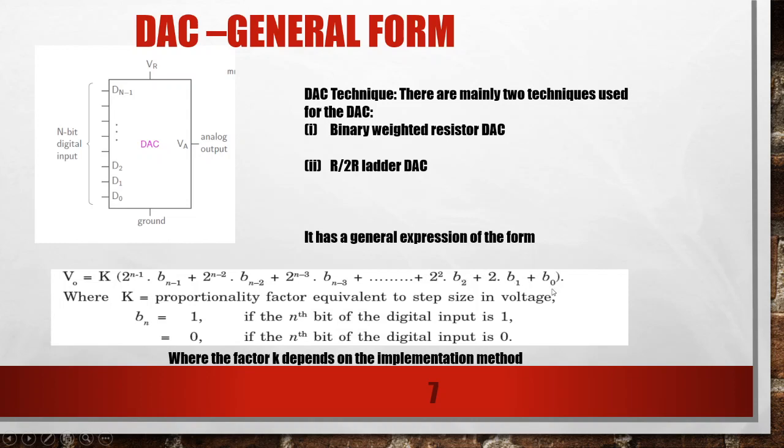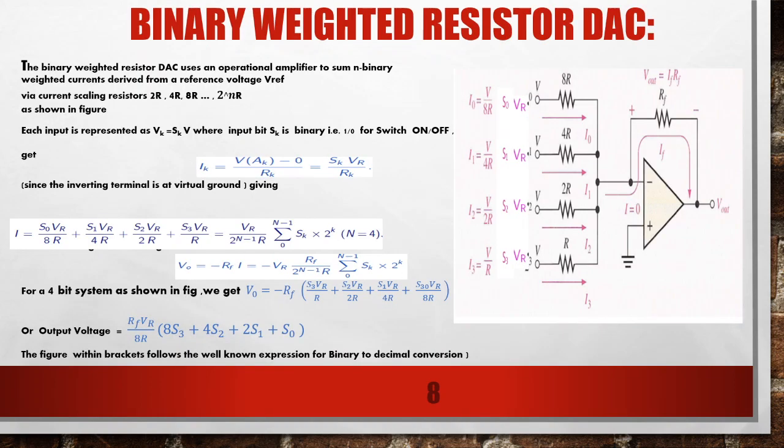2 to the power 0 into the first bit, then 2 to the power 1 into the second bit, 2 to the 2 into the third bit, and so on. And this multiplying factor K depends on the step size, the step voltage. Again, it depends on the way we implement this digital to analog converter. We will be basically looking at two types of digital to analog converter. One is a binary weighted resistor DAC, and second is the R-2R DAC. Now let's look at the first one.